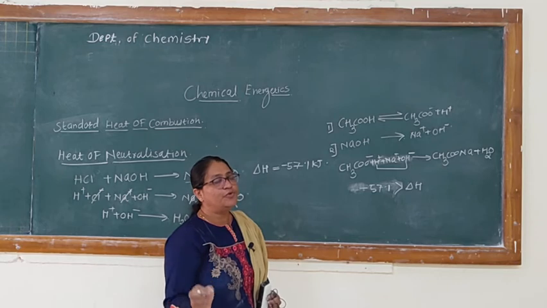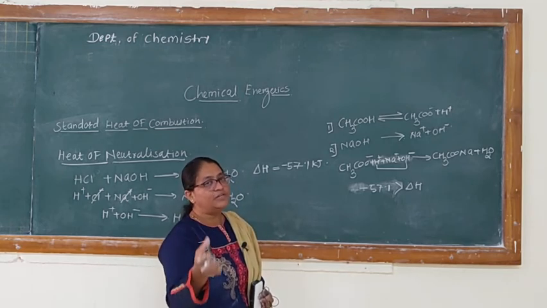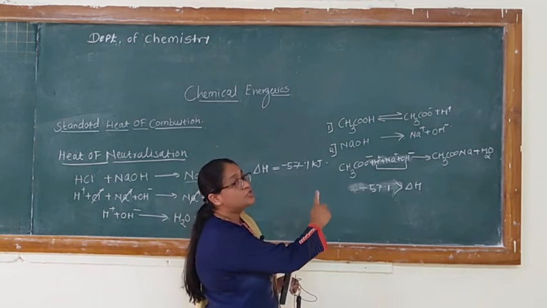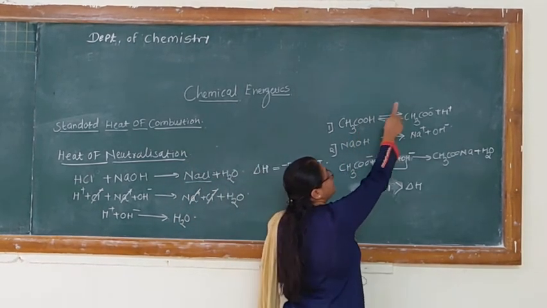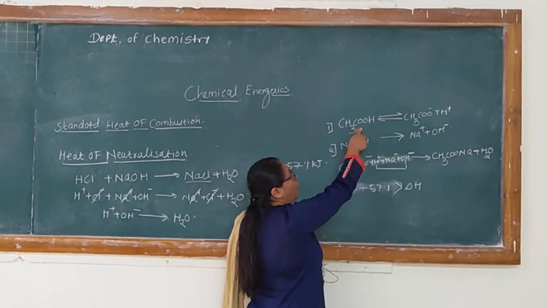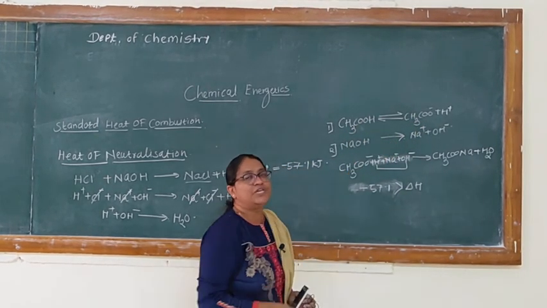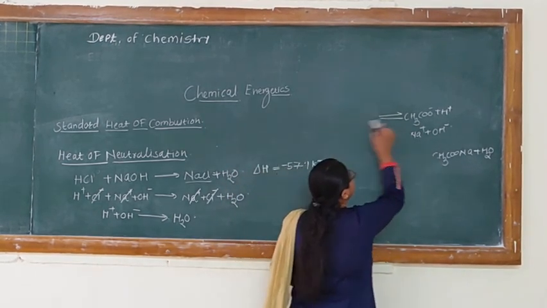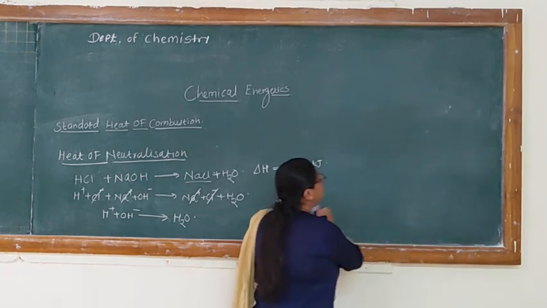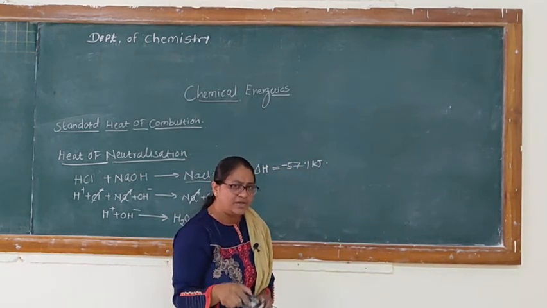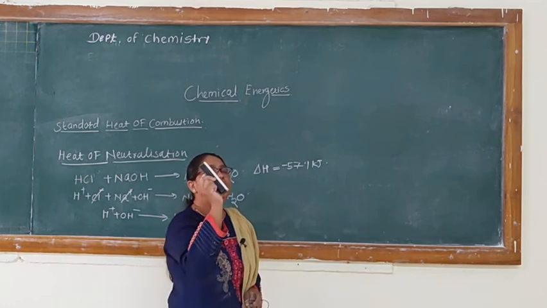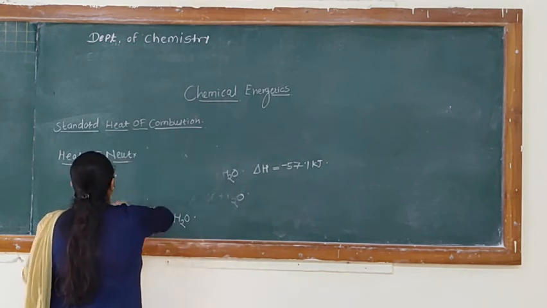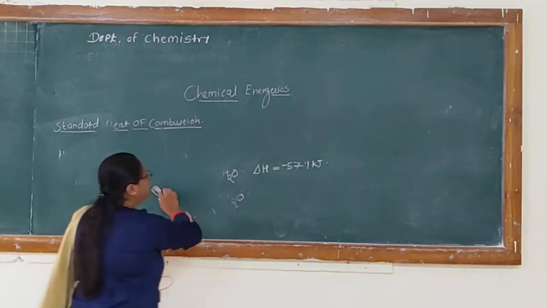The reason I have told you: some of the heat evolved during the reaction between H plus and OH minus is used to shift the equilibrium of the first reaction towards the right, so that all the acetic acid is dissociated. So this is how the heat of neutralization for any weak acid and strong base, or weak base and strong acid, will be less than minus 57.1. Now the next, that is the bond energy.